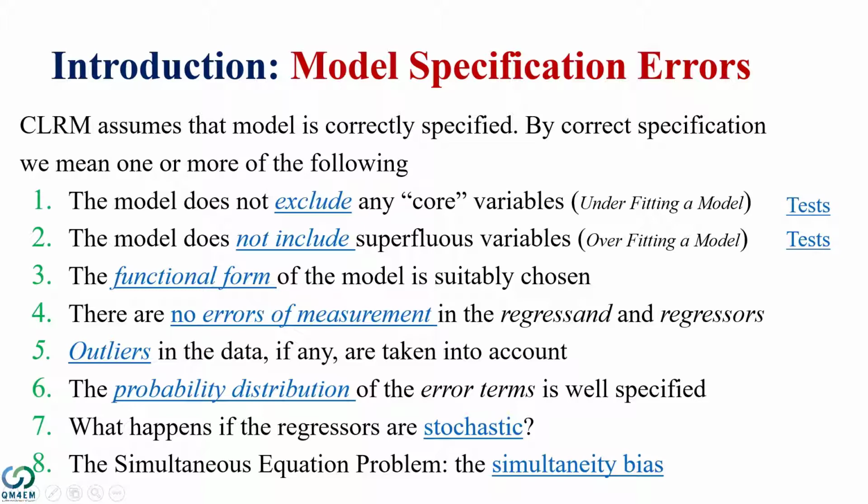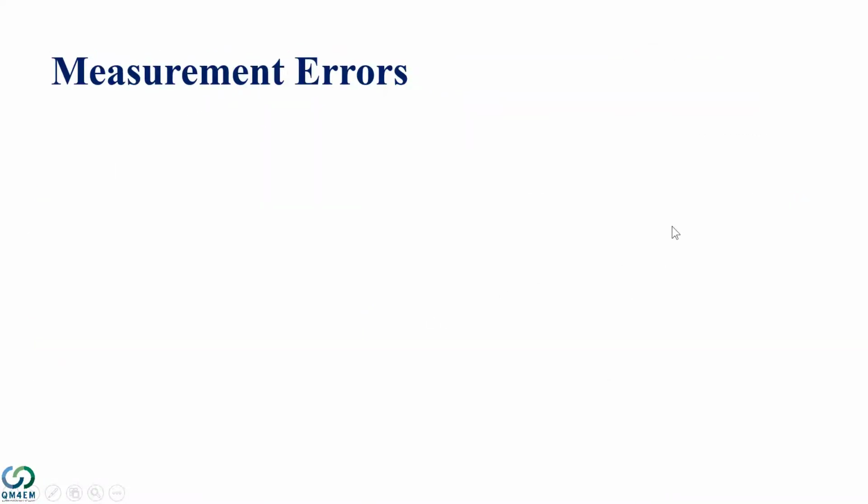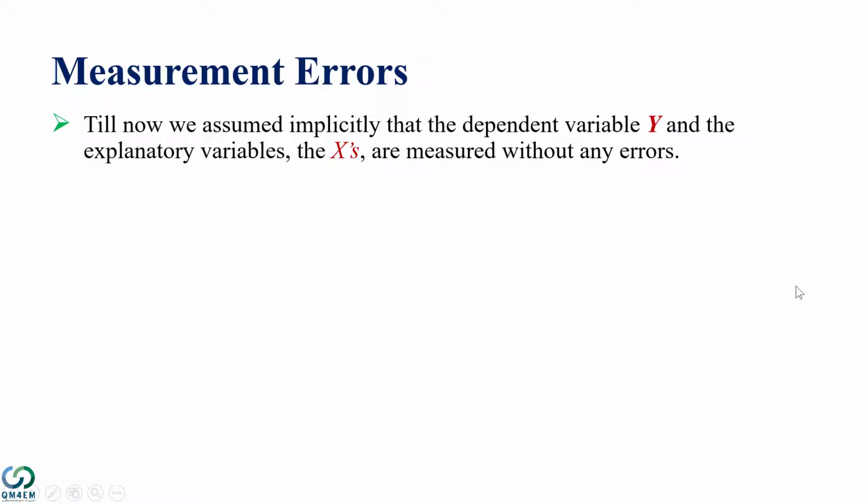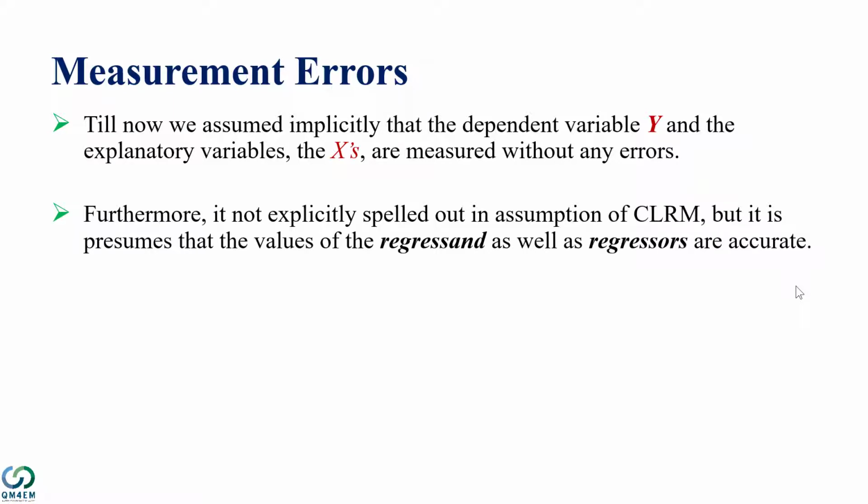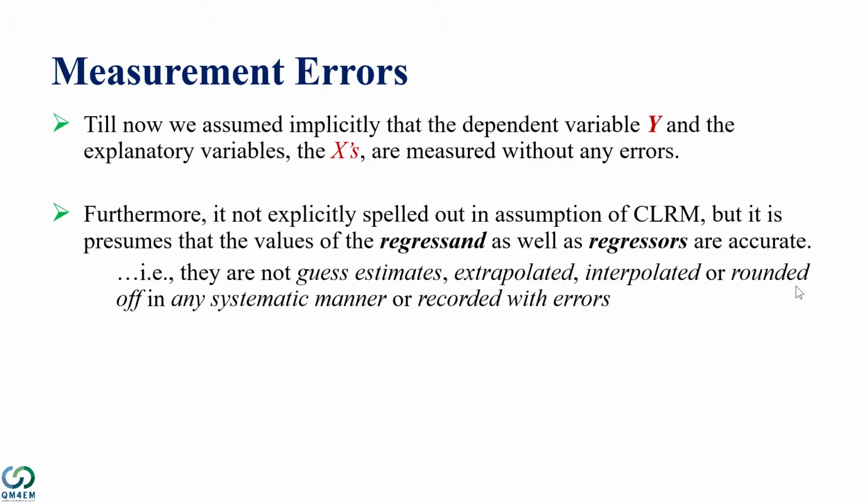Till now, we were implicitly assuming that the variables we have been using in our models, both the y and x variables, have been measured without any kind of errors. It was not explicitly stated in the assumptions of the classical linear regression model, but it is an implicit assumption that the values of the regressand as well as the regressors are accurate. They are measured without any error. Now, there are a number of issues associated with it.